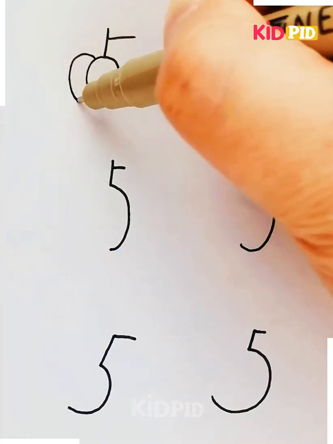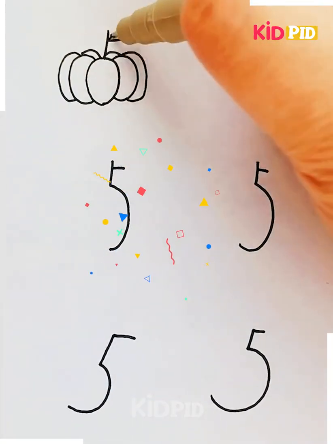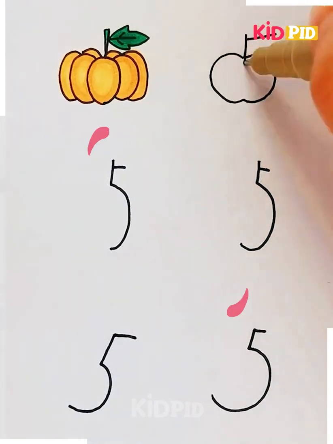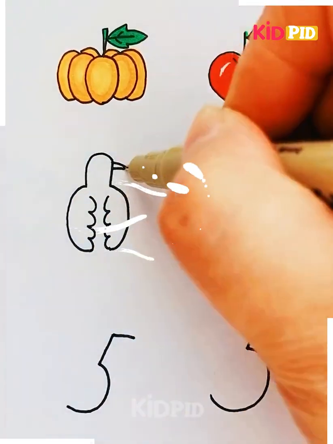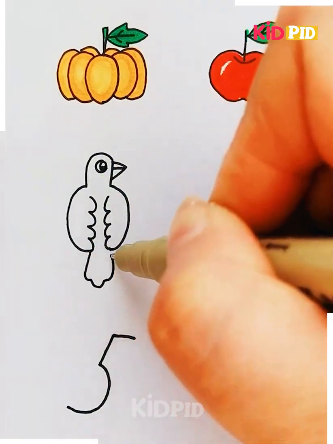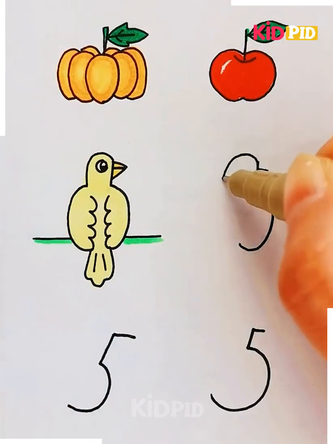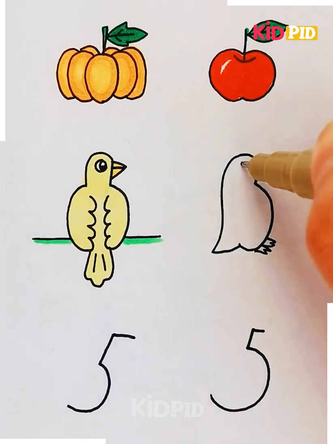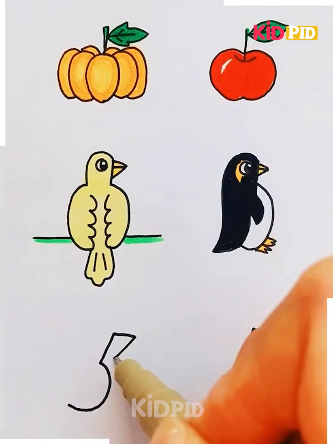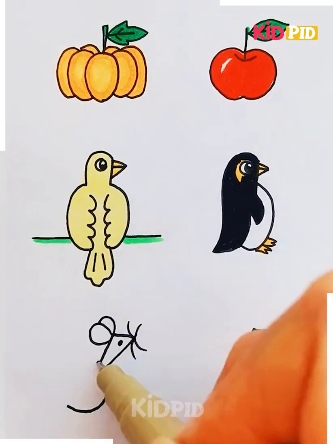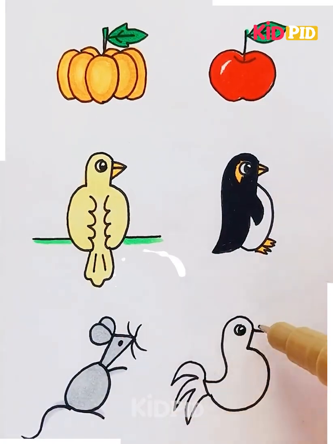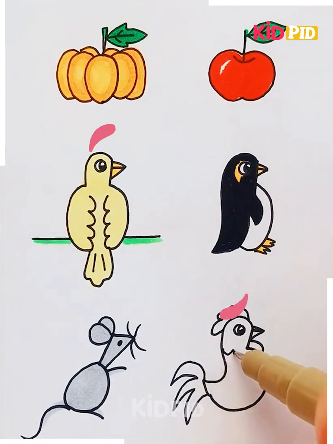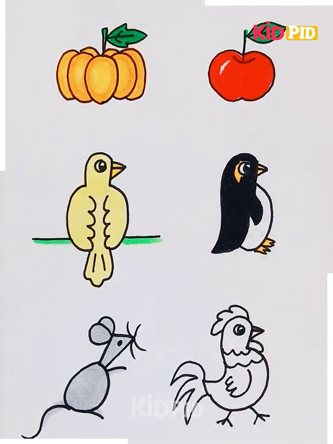Let's move on. So using six times, I'm drawing first a vegetable, a pumpkin, and then a fruit, an apple, and then I'm drawing a bird and using a black sketch shading them. Again using a five, I'm drawing one more bird and shading with the black sketch, and here's a penguin. Next I'm drawing a rat, and then a hen. So here's a beautiful diagram using a five.